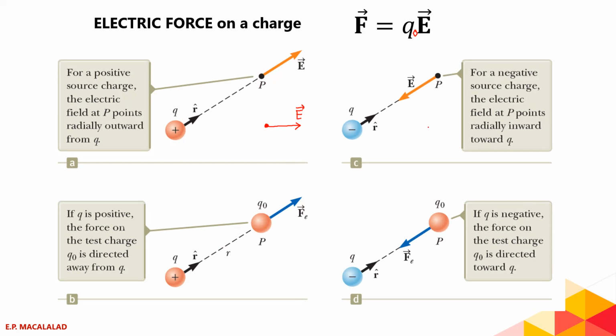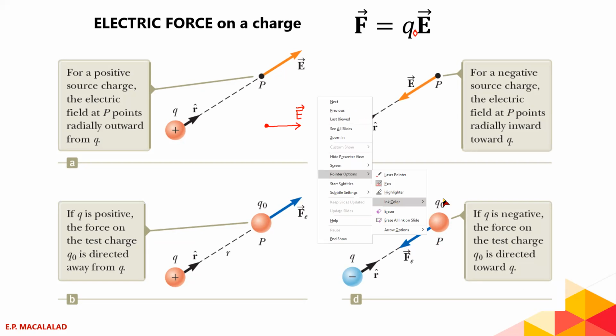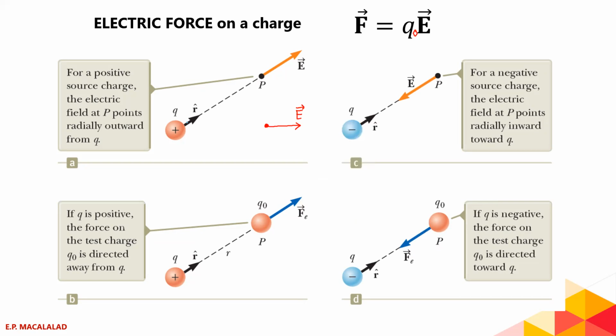Now, what happens if we place a negative charge here, negative Q naught? Because of the sign, the electric force will be directed opposite the direction of the electric field. So in this case, the electric force will be directed in this direction. So this is very important.